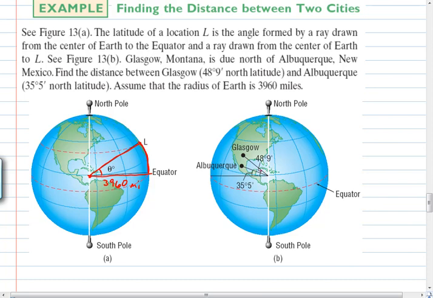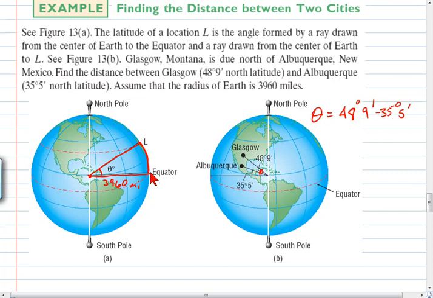What we need to do then is find out what is this central angle right here, and how would we determine that central angle? Theta is going to be equal to the central angle that's subtended on the globe. Well, the furthest one north is Glasgow, Montana, and that's 48 degrees 9 minutes. And we subtract from that this 35 degrees 5 minutes, and that gives us the measure of this central angle, does it not?